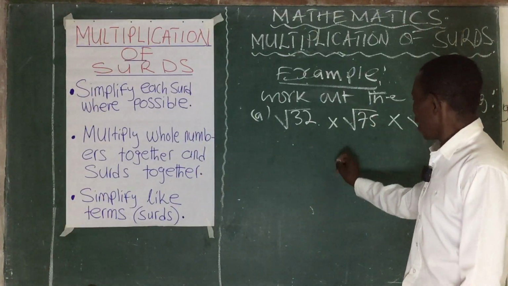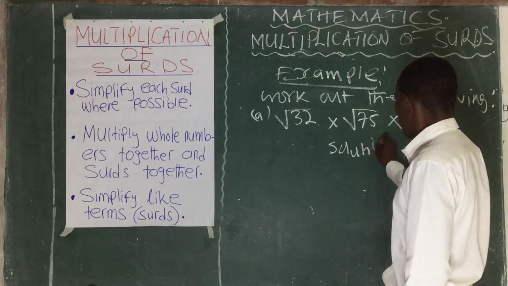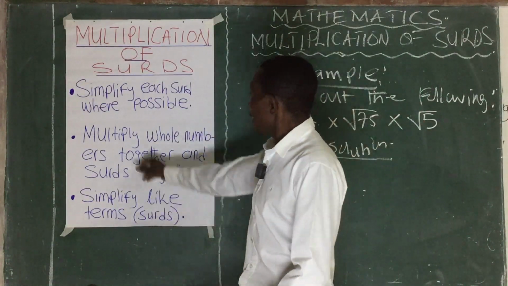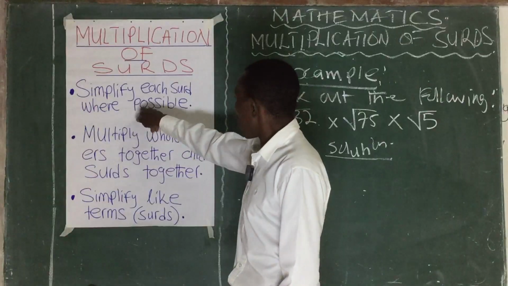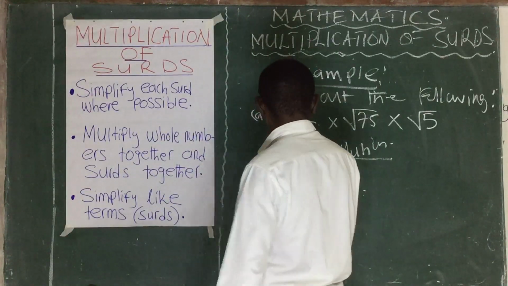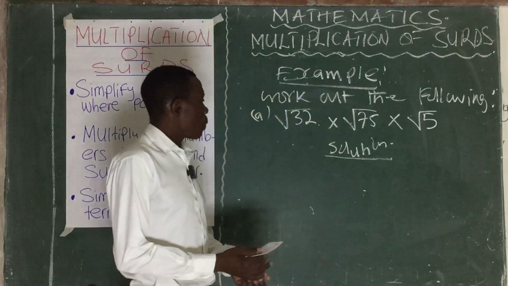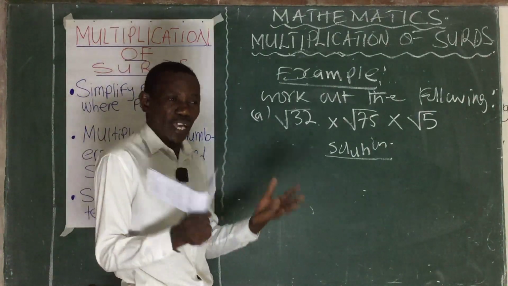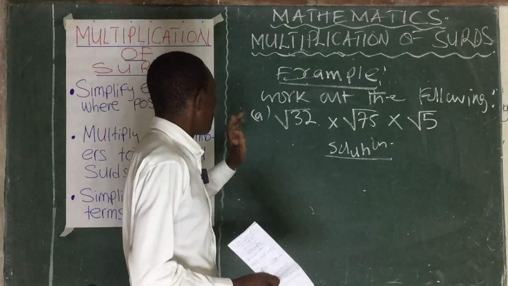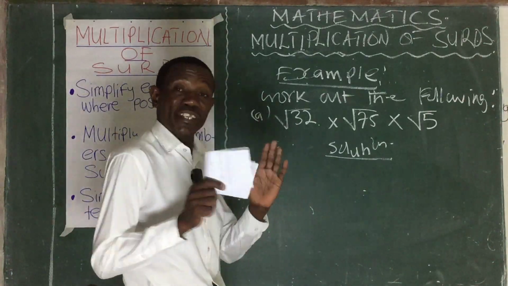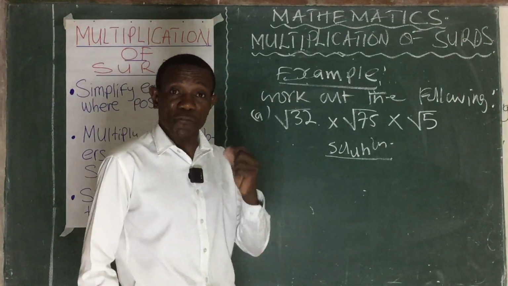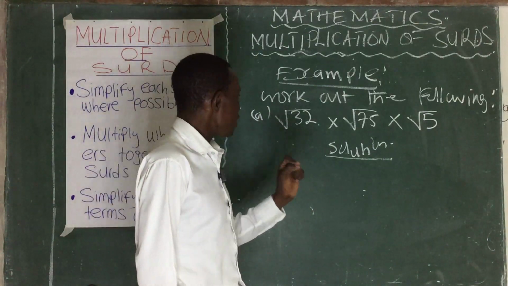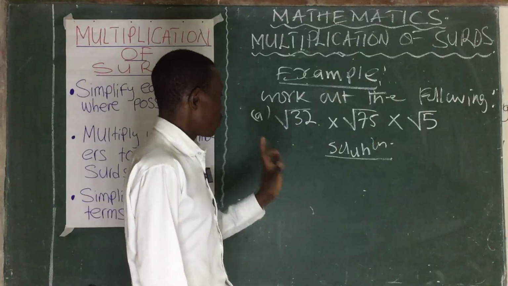The solution, by the steps outlined on my chart here: the first step says simplify each surd where possible. By what we discussed on the simplification of surds, if you can manage to simplify a surd by that procedure, do it. But if you can't, you just have to leave that surd as it is. Then you see the next procedure.